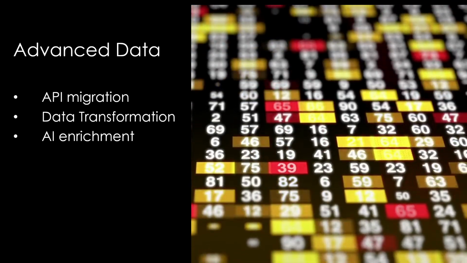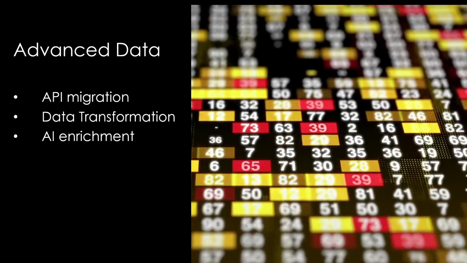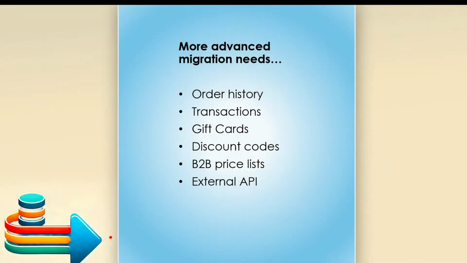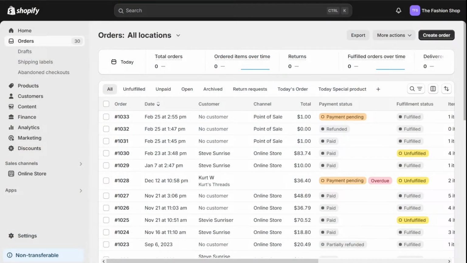So when and where is the API going to be needed, right? If you're just doing products, if you're just doing customers, we just showed that it makes perfect sense to utilize the CSV imports. But if you've got anything on your list that says, I need to handle order history, or I need to be able to handle transactions, or things like gift cards, discount codes, B2B price lists, external APIs, these are things where there isn't going to be a way to utilize the CSV import to import the data. So this is where you're going to want to switch over to something a little bit more advanced, utilizing Shopify and the Shopify API.